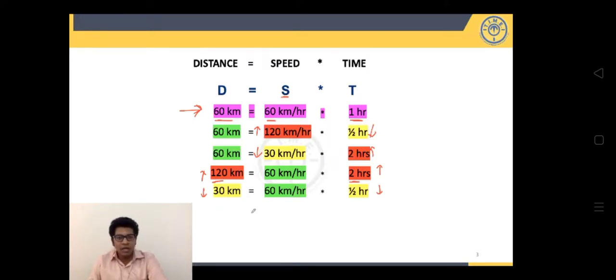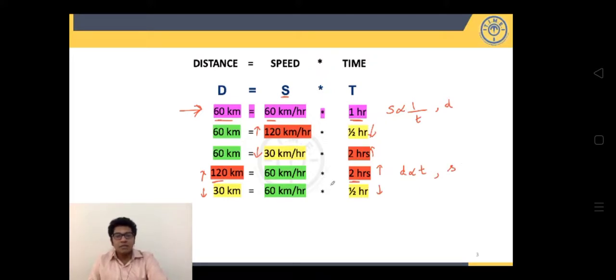So now can I compare distance and time? For a constant speed, distance is directly proportional to time. So here distance is directly proportional to time. So here speed is inversely proportional to time. Okay, so when I say proportional, there will be some constant. So here d is the constant, here s is the constant.